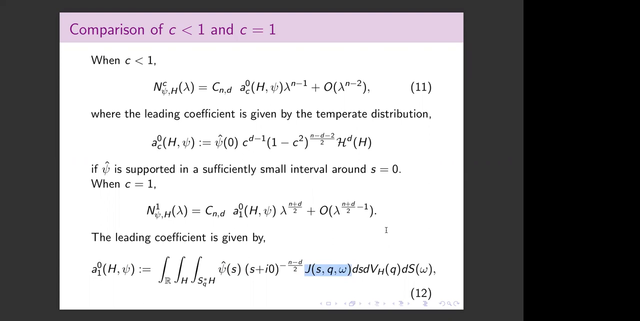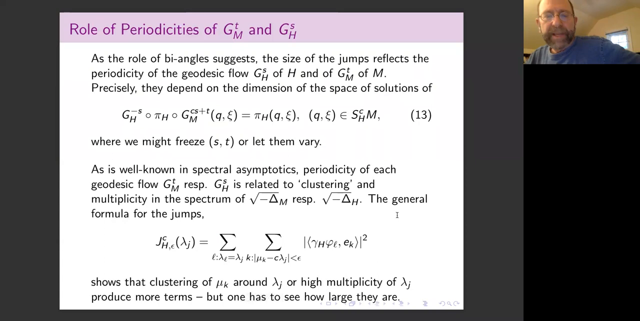So, okay, we see how these things are very different. I now want to ask: what is going to be responsible for extremal behavior in these coefficients? A first guess is that the periodicity properties of the geodesic flow, both on M and H, have to conspire in order to produce a very large jump term, a very large sum of squares of Fourier coefficients, in the c equals one integral or the c less than one interval.